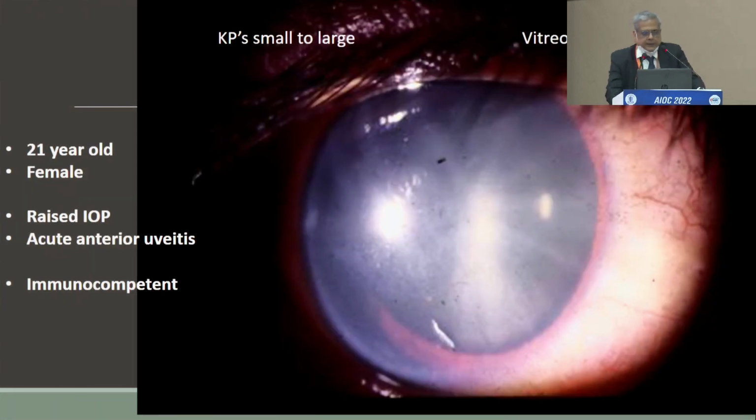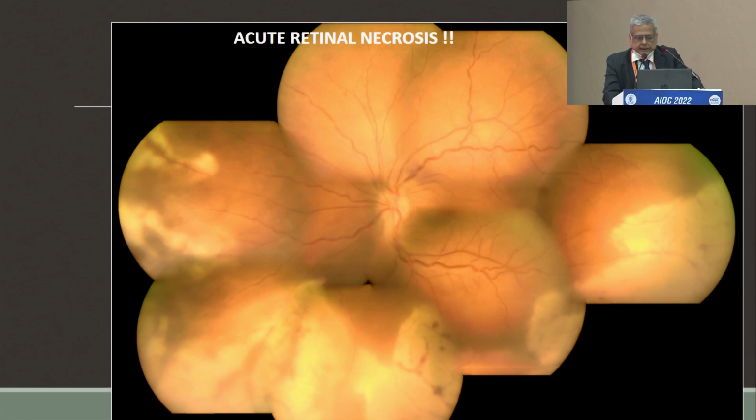This is a 21-year-old female who had raised IOP, acute anterior uveitis, was immunocompetent, with small to large KPs and vitreous cells. So don't forget to examine the fundus. We did not do that initially, but later on, as soon as things cleared up and the pressure became all right, we looked at the fundus and found that the patient actually had acute retinal necrosis, a wedge-shaped peripheral retinitis lesion. If we had waited one more day, it would have progressed to the posterior pole.